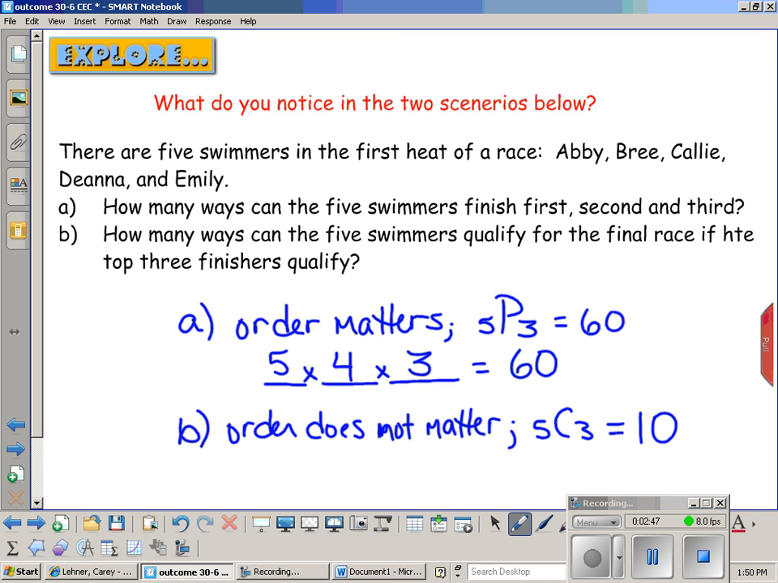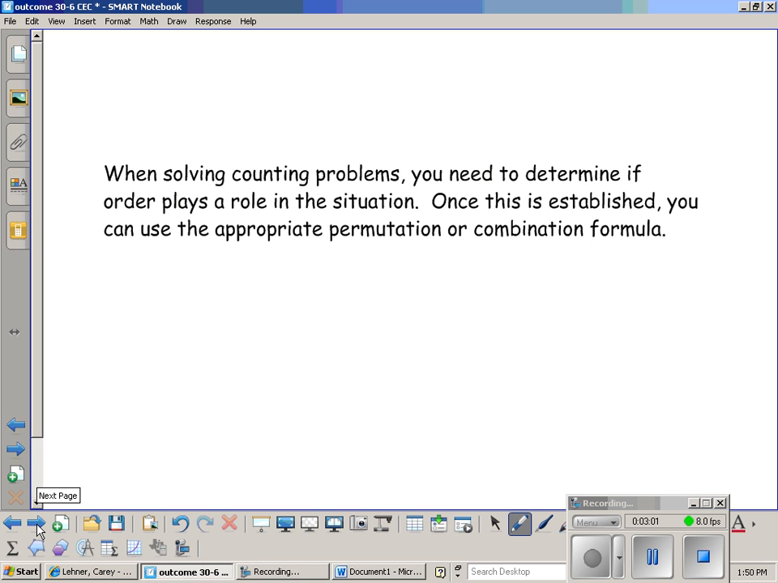So hopefully you see the difference there. In the first one, we were specifically giving them a position, whereas in the second, we just wanted the group of the top 3. Didn't matter who was first, second, or third. So when solving counting problems, you need to determine if order plays a role in the situation. Once this is established, you can use the appropriate permutation or combination formula.